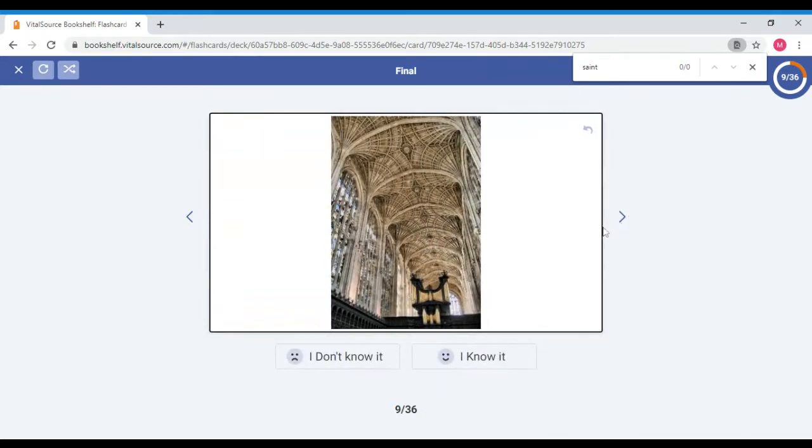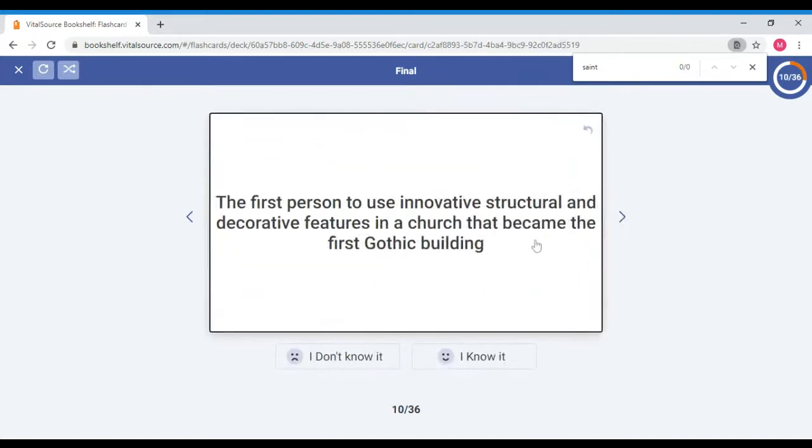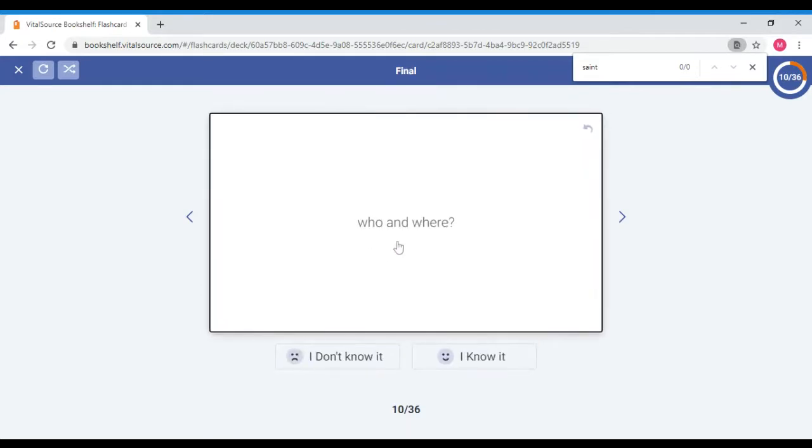There was one term that I called crazy vaulting, but it's not going to be that one. It's sort of a bit more like something that gives you air. The first person to use innovative structural and decorative features in a church that became the first Gothic building. It was who and where. We talked about this guy, and we mentioned it in the beginning of the lecture.